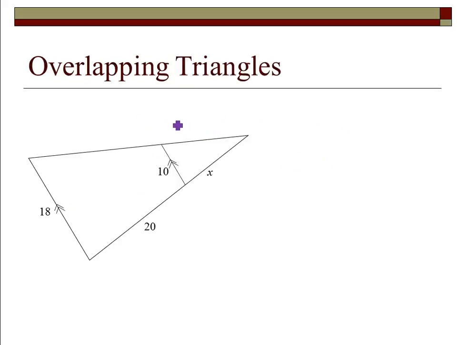Okay, one of the common ones we're going to have are overlapping triangles. Now we have two similar triangles. We have a small triangle here, and then the large triangle on the outside. What makes these similar is we do have our angles matching up. We have a corresponding angle here and here. Since we have two parallel lines, the corresponding angles are going to be congruent.